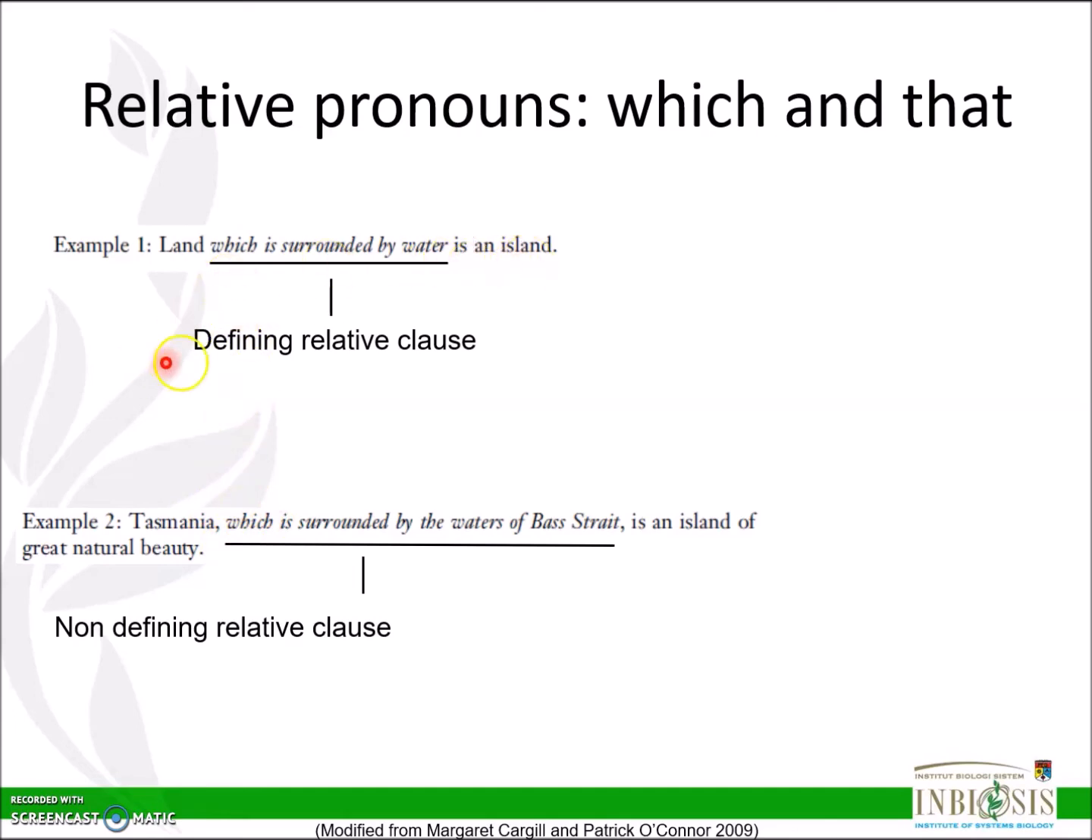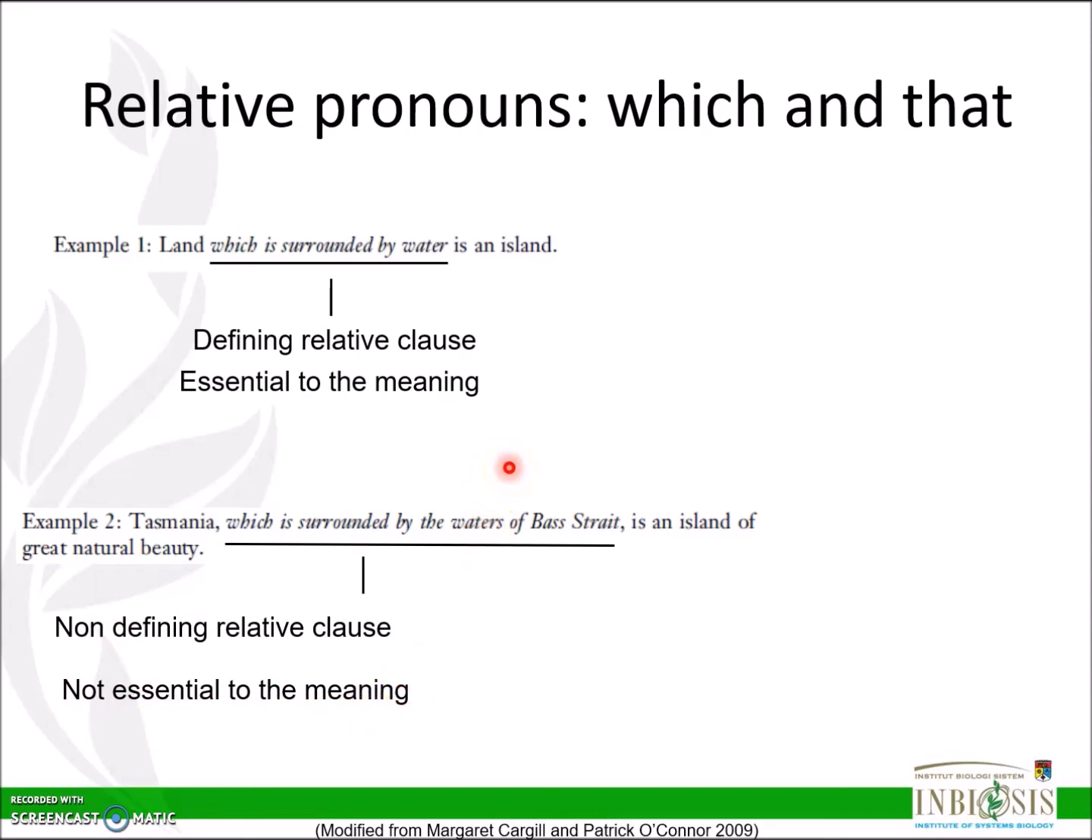Let's see the first example. Underlined here is what we call a defining relative clause. In this case, if we were to remove that particular clause including the which, the sentence will not make any sense. Land is an island, is not right. In the second example, the underlined phrase is a non-defining relative clause. Even without the clause, which is surrounded by the waters of Bass Strait, the sentence, Tasmania is an island of great natural beauty, still makes a lot of sense. By understanding these differences, we could decide when to use which, or that.